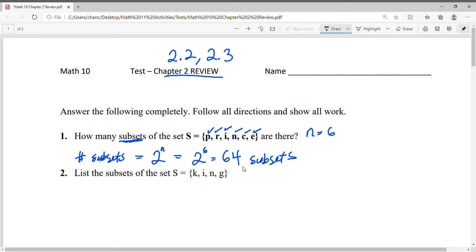It would take me a very long time to find all of the subsets, but they are only asking how many, so we know the answer is 64 subsets.